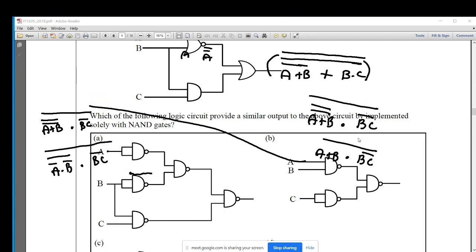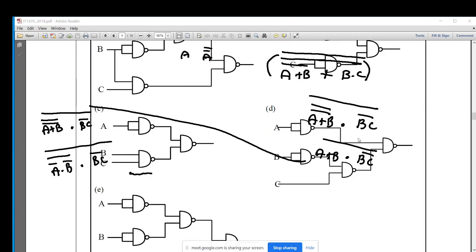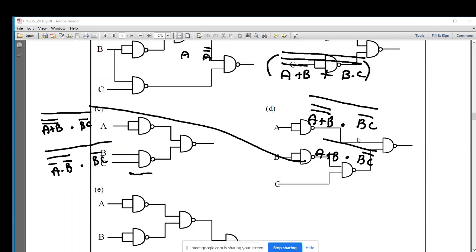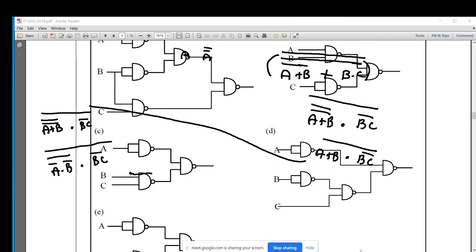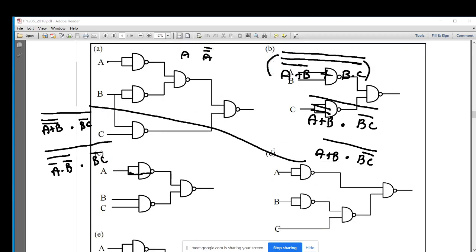So definitely we need BC bar. So BC bar means just one NAND gate. BC bar. Yes, this looks like the BC bar, right? Then this is A bar, right? A bar. We have to not, now you can see this is, okay, so this is A bar, this is B bar, this is A bar, B bar, bar.